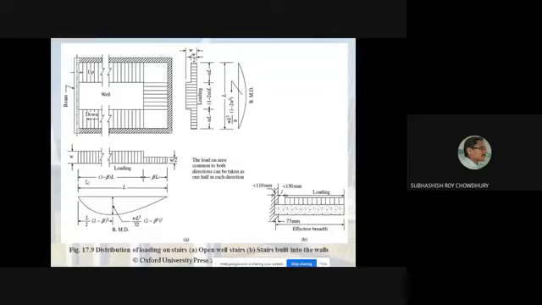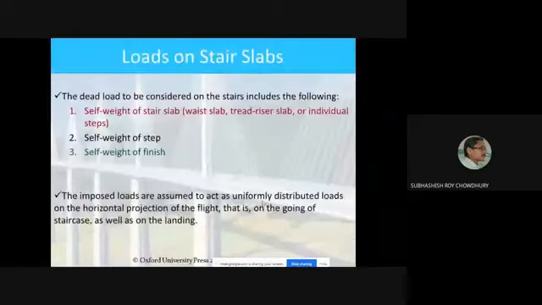Okay, and acting over this is the inclined structural component, but we will consider the projection of the inclined part. So that will give you the horizontal projection. Whatever load you consider will be acting as a uniformly distributed load over the horizontal projection. That is a very important point that is written here. That will be considered as a uniformly distributed load on the horizontal projection of the flight.